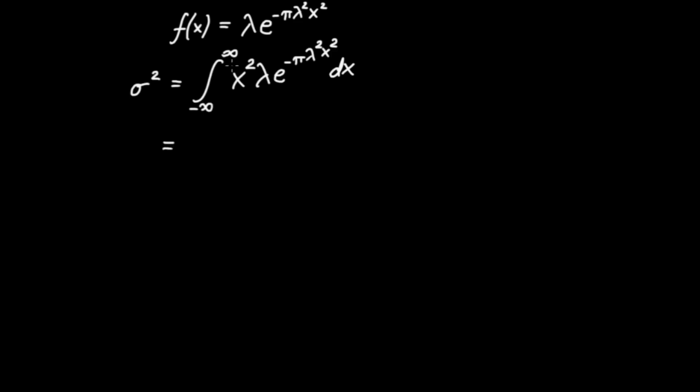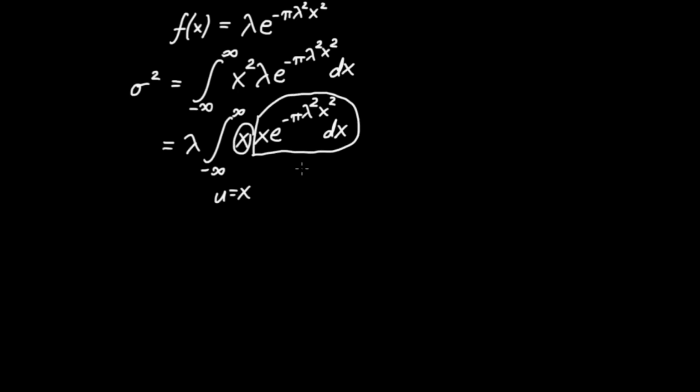First thing I'm going to do is a little bit of rearranging. I'm going to yank the lambda outside. So I get lambda times the integral from minus infinity to infinity. I have an x squared here, but instead of x squared, I'm going to write it as x times x. So I have x times x e to the minus pi lambda squared x squared dx. And the reason I did that is I'm going to set this up for integration by parts. What I'm going to do is let u be equal to x. So here's my u, and this other stuff here is my dv. So dv is going to be x times e to the minus pi lambda squared x squared dx.